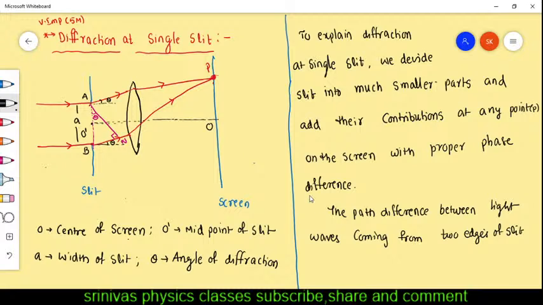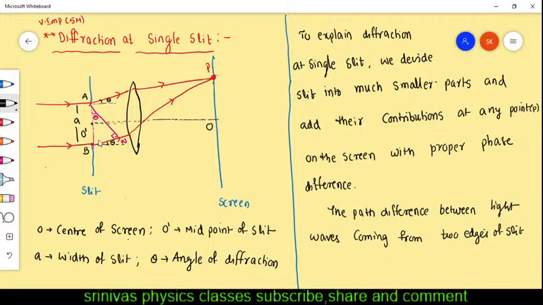You see the figure. A is one edge, B is the other edge of the slit. From both edges, the light rays are coming. What is the path difference between the light rays? Path difference means the difference in distance. The first ray travels the distance AP, the second ray travels the distance BP. A to P is a shorter distance, B to P is a longer distance. The difference in the distance traveled is said to be the path difference.